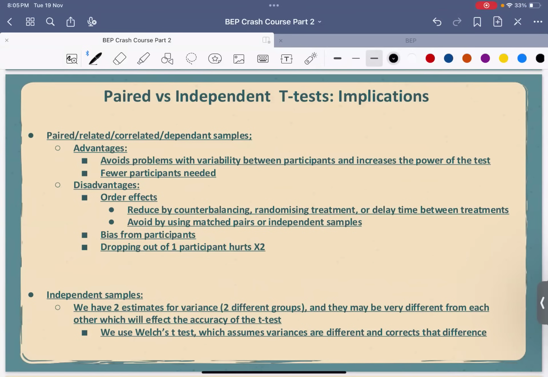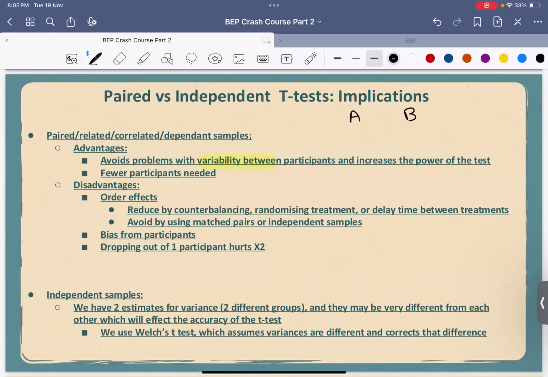So the advantage of the paired t-test is that it avoids problems with variability. When we're taking an independent sample and doing an independent t-test, because we randomly pick the people in group A and group B and they are totally different, the variability within the group is going to make a problem.